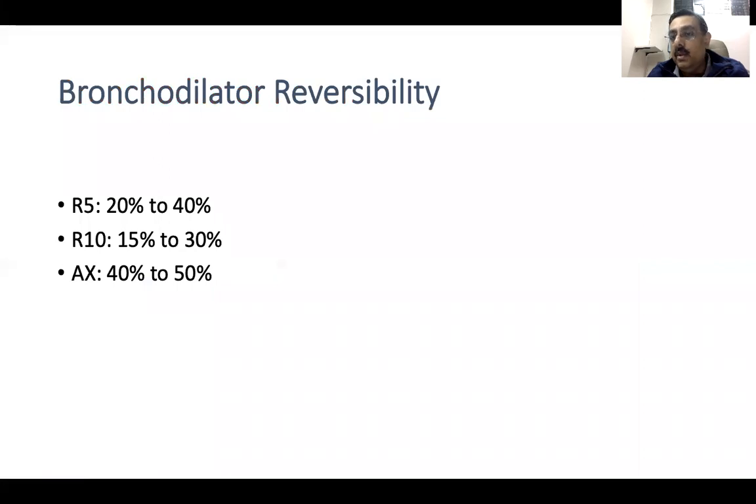Now, one very robust criterion for which IOS is known is the bronchodilator reversibility. So you're trying to look at the initial curves and then the post bronchodilator curves and see how the resistance and the reactance would change. So a change of something like 20 to 40% in the R5, 15 to 30% in the R10, and approximately 40 to 50% in the AX value is what is universally classified as a bronchodilator reversibility.